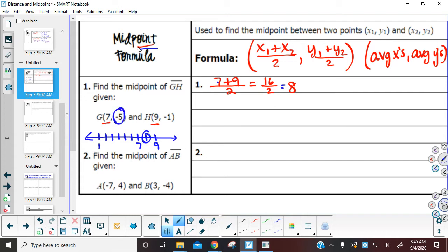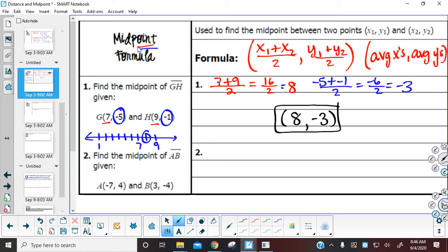The y values, I'm going to go ahead and add those as well. So I have negative 5 plus a negative 1 divided by 2. So again, I'm going to have negative 6 over 2, which then gives me a negative 3. So my ordered pair for my final answer is just 8 is my x value, negative 3 is my y value, and I'm done. That's all I have to do.